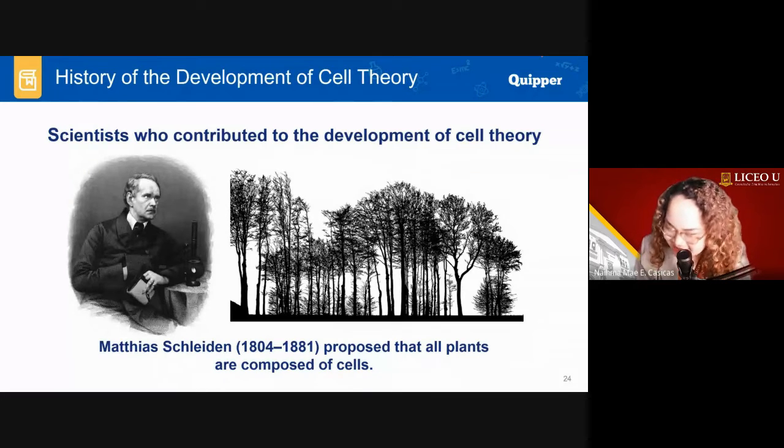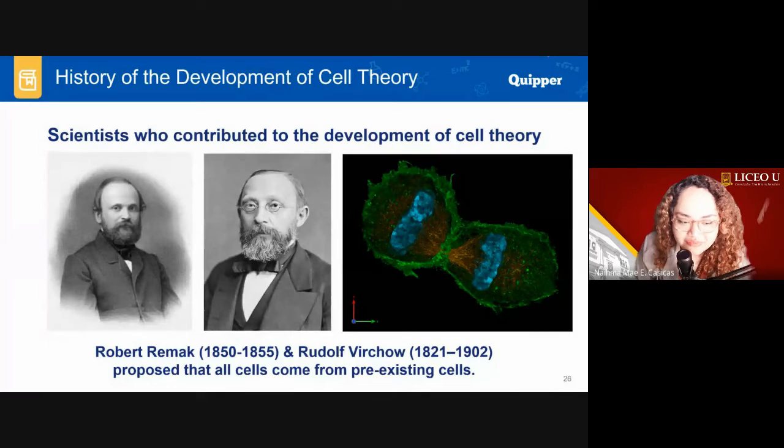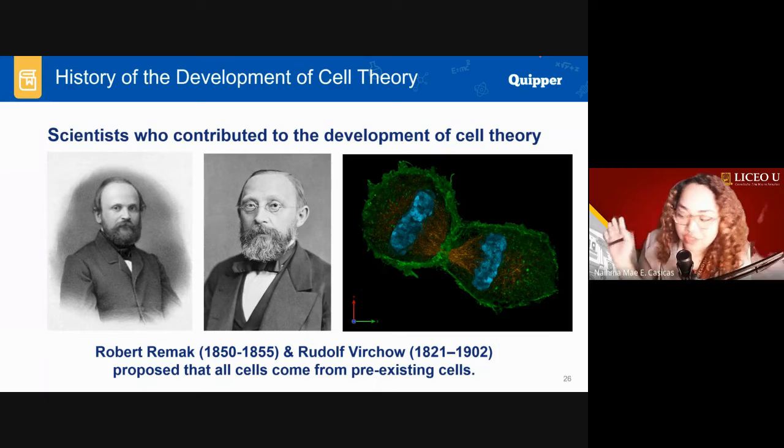So Schleiden and Schwann shook hands and said, hey, if plants are composed of cells and animals are composed of cells, maybe all living things are composed of cells. So that's Schleiden and Schwann, or Schwann and Schleiden. And then years later, we have Robert Remak and Rudolf Virchow, who said, hey, I love your research. Schleiden and Schwann, we love your research.